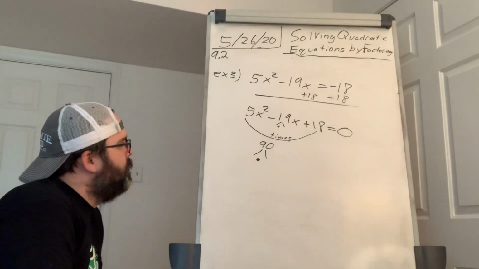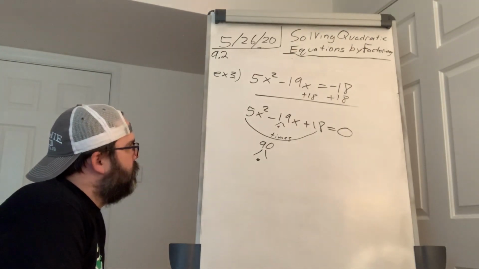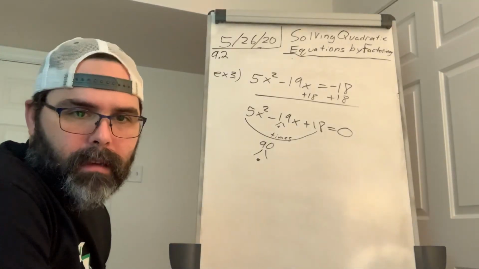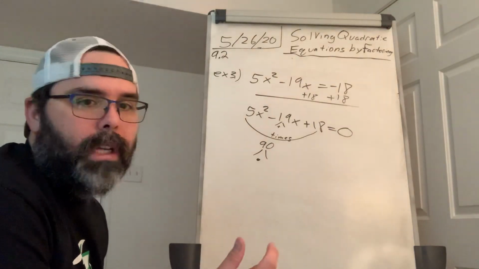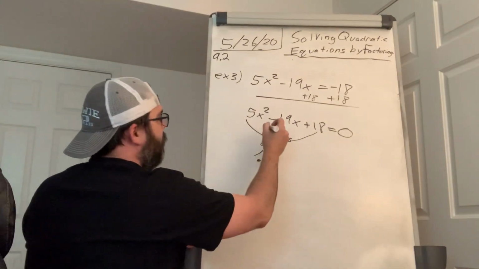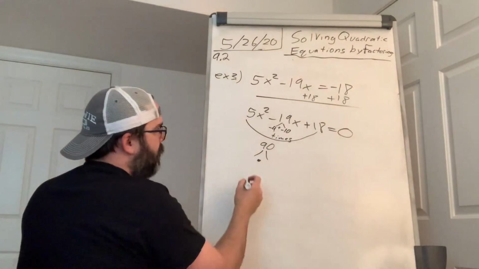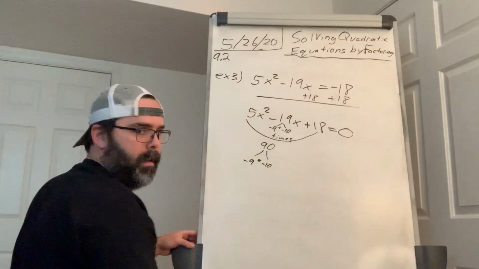Let's see. If you guys have the number 9 and 10, negative 9 and negative 10. Good job, David. Thank you. Yeah. So negative 9 plus negative 10 is negative 19. And negative 9 times negative 10 is positive 90. Good.